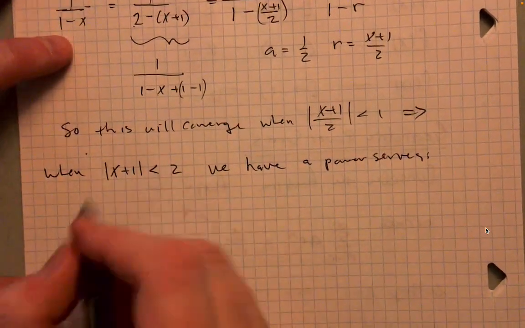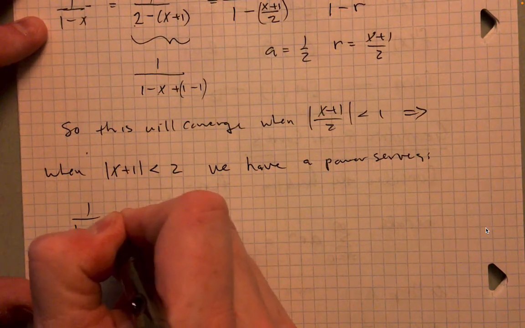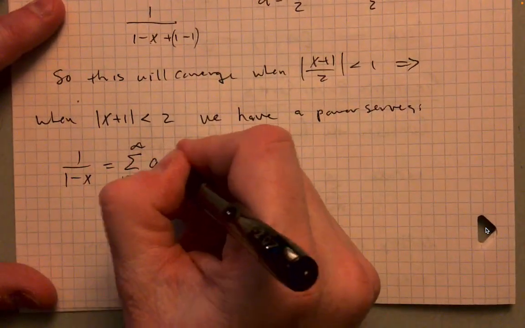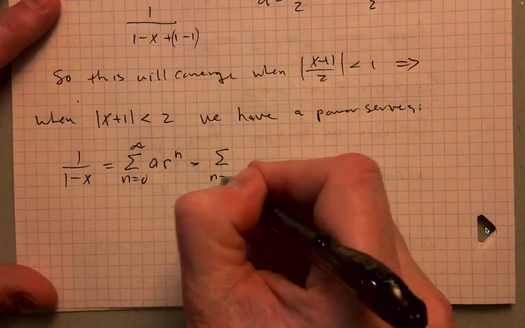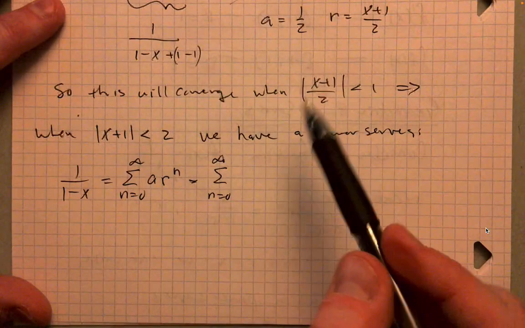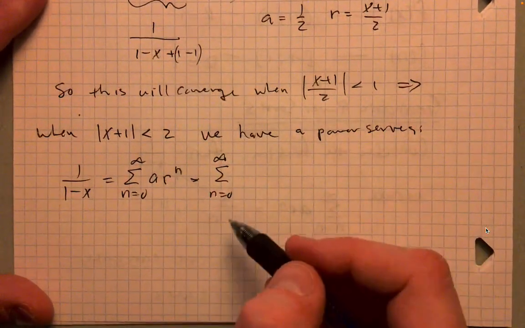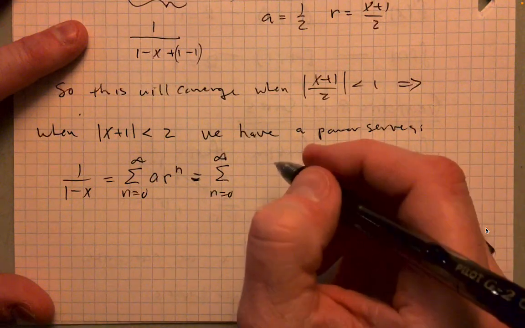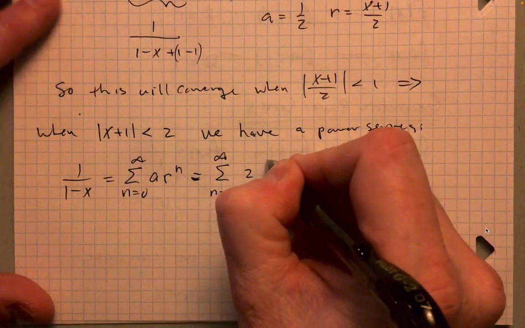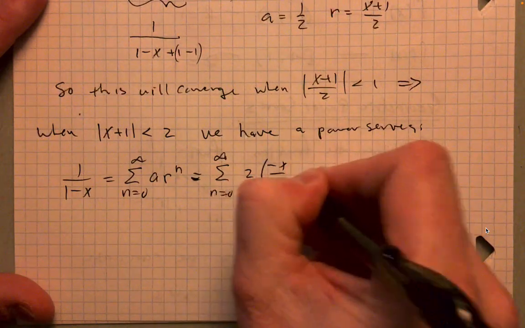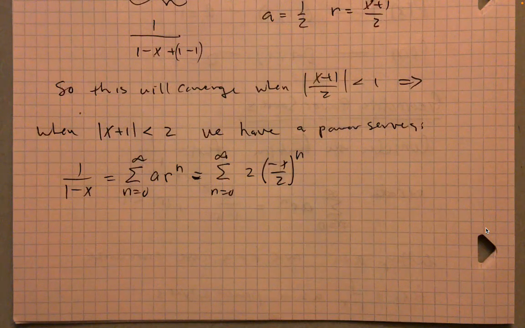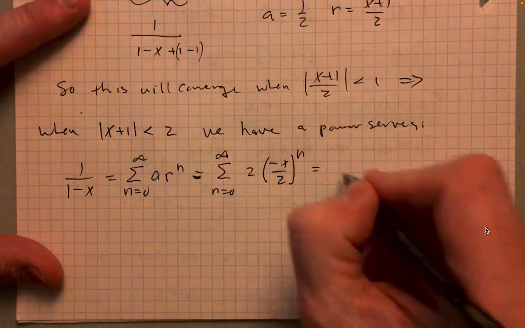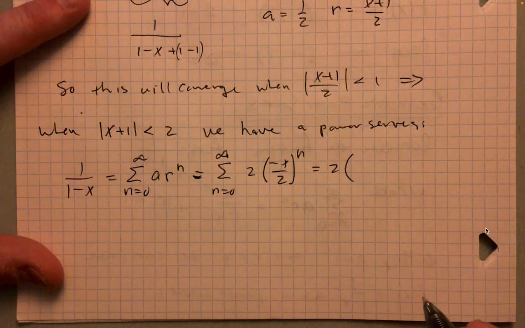Right, and so it's going to be true in this case that 1 over 1 minus x will be equal to the sum from n equals 0 up to infinity. And then again, it's just writing this, it's ar^n, so we just plug in those values that we derived up above here. So our a is 1/2. I'm going to write it like 2 times negative x over 2 to the nth power. And so that's going to be our power series. And so we could expand this out.